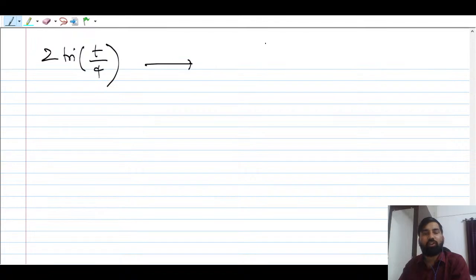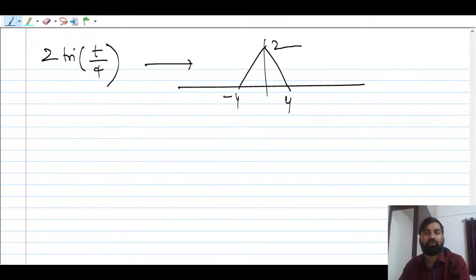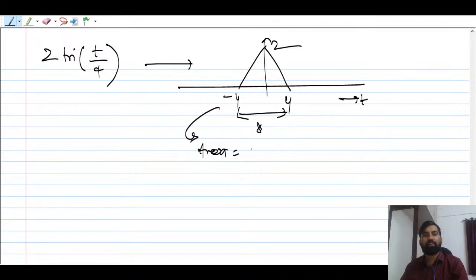Suppose I want to plot here tri(t/4). So what will be the plot of this? The plot is going to be like this: from -4 to 4, and the height is 2. If you try to find the width here, the width is going to be 8. So I hope this makes sense. Now you can find the area. Area of the triangle is nothing but 1/2 times width times height. That is going to be 8 only.